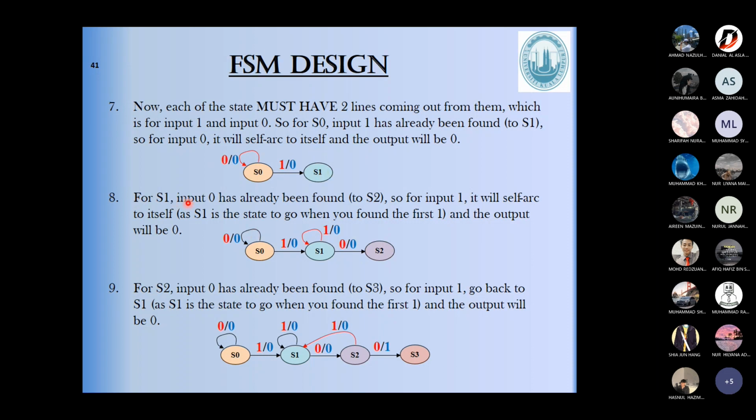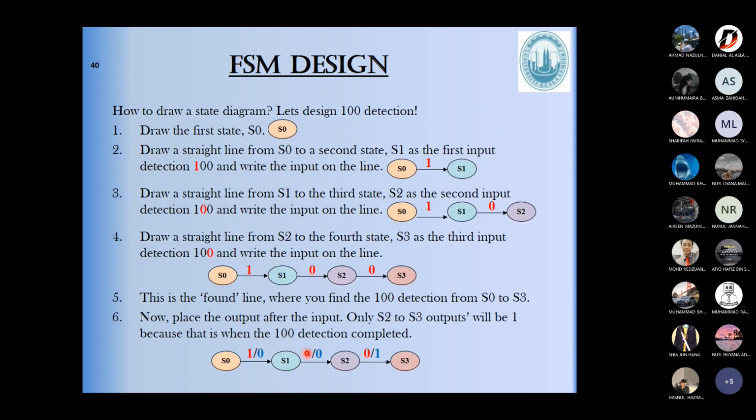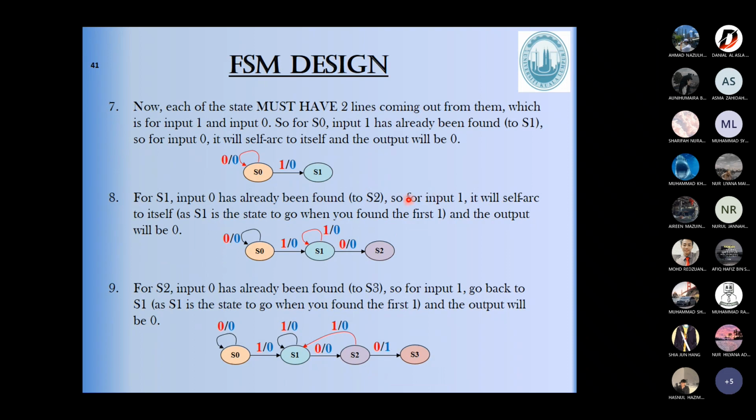Okay. For S1, output 0 has been found. Okay, betul tak? Kita tengok balik diagram tadi. S1 kosong dah jumpa. So dia belum jumpa 1. So for input 1, it will save up to itself as S1 is the state to go when you found the first one. Okay, kenapa? You tengok state 0, bila dia jumpa kosong, dia patah balik kepada diri dia. Bila dia jumpa 1, dia pergi ke state 1. So sekarang ni, state 1 pun sama. If state 1 found 1, dia akan pergi ke sini balik. Sebab di sini sahaja you boleh pergi bila you jumpa 1. Sebab state 0 dah buktikan, dia jumpa 1 pergi ke state 1. State 1 pun kena ikut. Bila jumpa 1, it will go back to state 1.